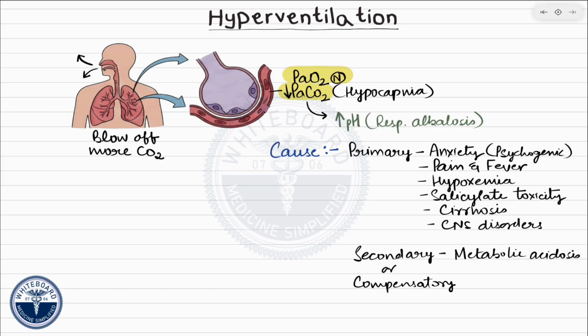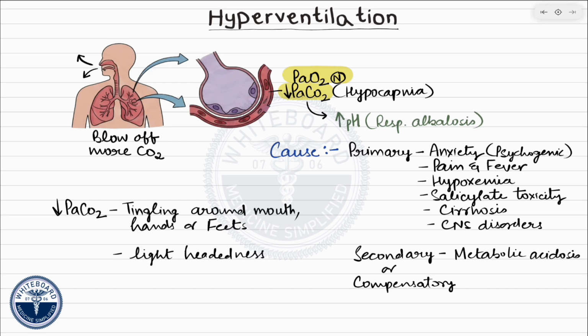Now, there is one more interesting clinical point. If hyperventilation causes a large fall in PaCO₂, the patient may develop tingling around the mouth or in the hands and feet, lightheadedness, and in severe cases, even fainting. This is why a patient with anxiety-related hyperventilation may look quite distressed and complain, "I can't get enough air," even though their oxygen level may actually be normal. The ABG can help us recognize this pattern by showing a low PaCO₂ with a normal PaO₂.